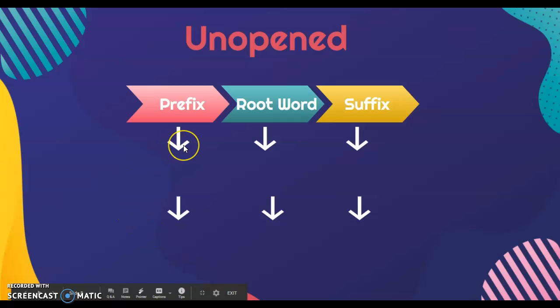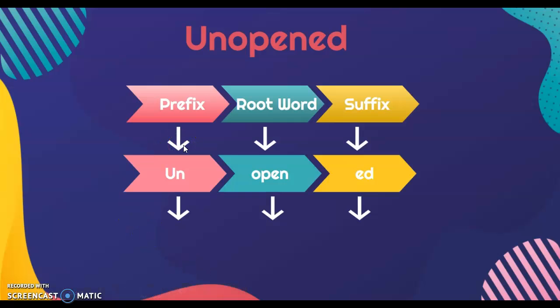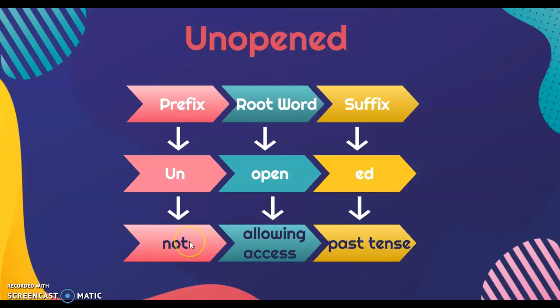Unopened. Un is our prefix, open is our root word, and ed is our suffix. Un means not, open means allowing access to, and ed is past tense. So unopened is not allowing someone access to, in the past tense.